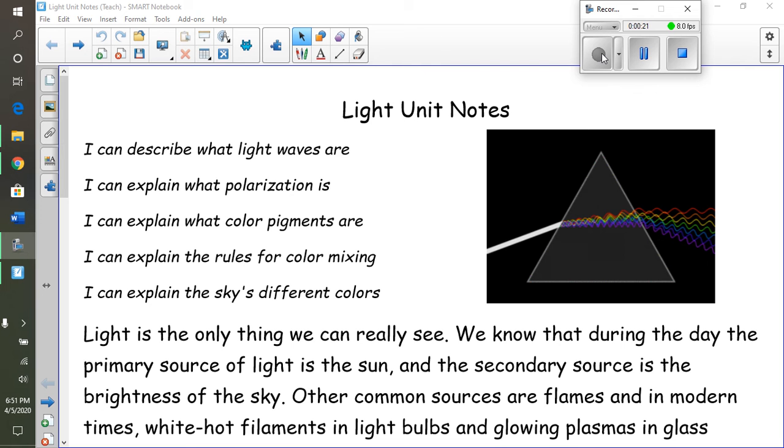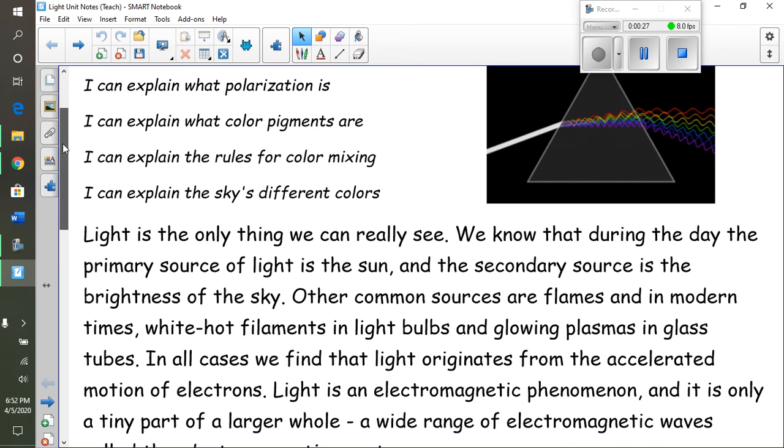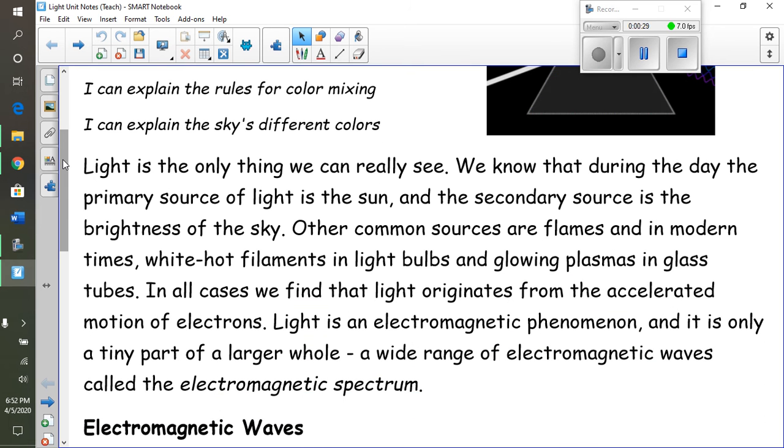Light is the only thing we can see. And it's probably the sense that we rely on the most. We know that during the day, the primary source of light is our sun. Secondary sources would be like the brightness of the sky. Other common sources would be like flames, filaments in light bulbs, glowing plasma in your TV screens, all that stuff.